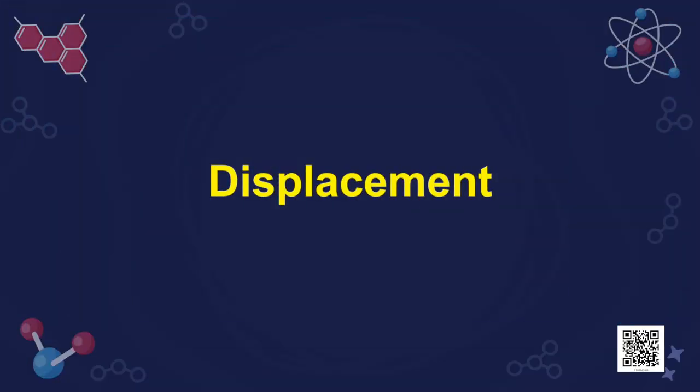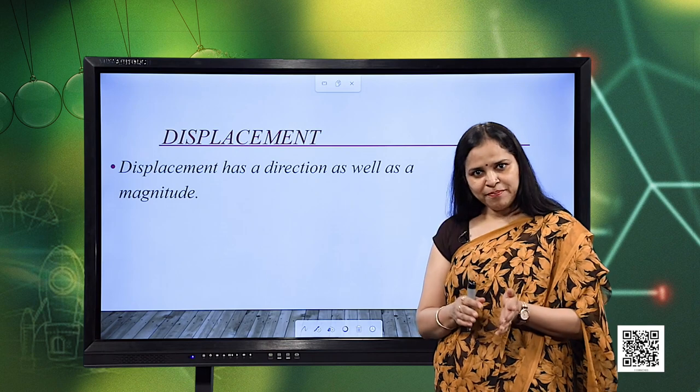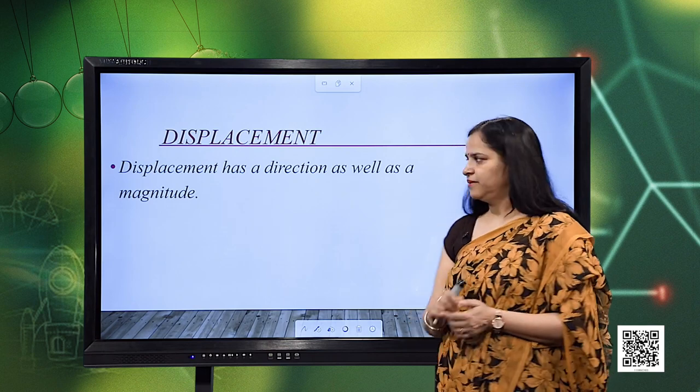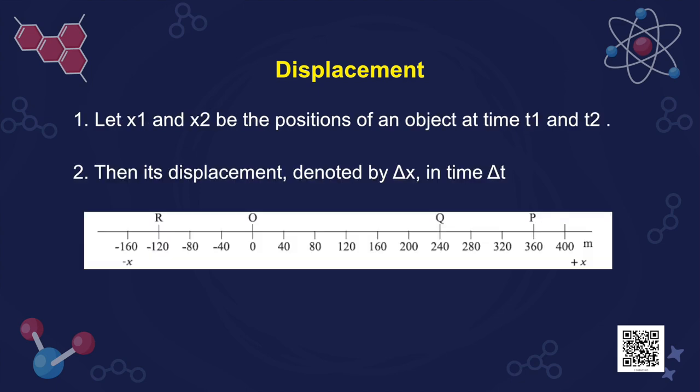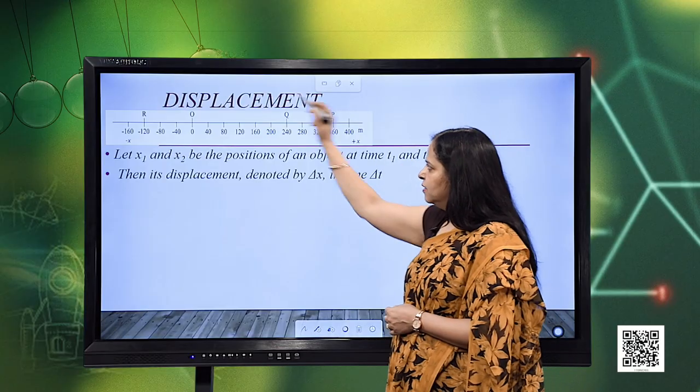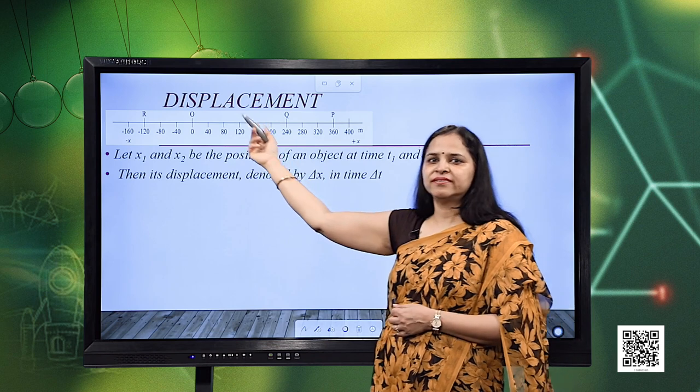Now let's talk about displacement. In displacement, we talk about the length of the path along with the direction. So displacement has a direction as well as the magnitude. So for this, again I consider the same reference frame wherein I consider this as the origin, and again my reference frame is along a straight line as we are considering the motion along a straight line. Now this reference frame has both the directions, towards the right and towards the left.